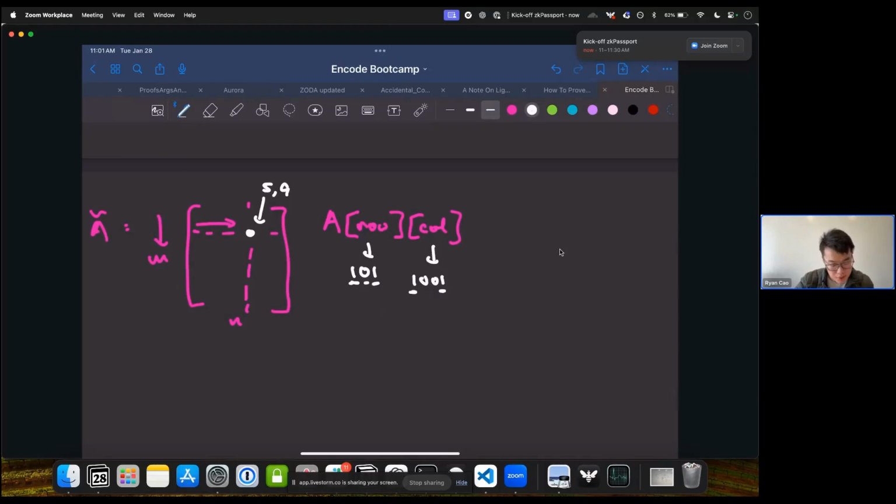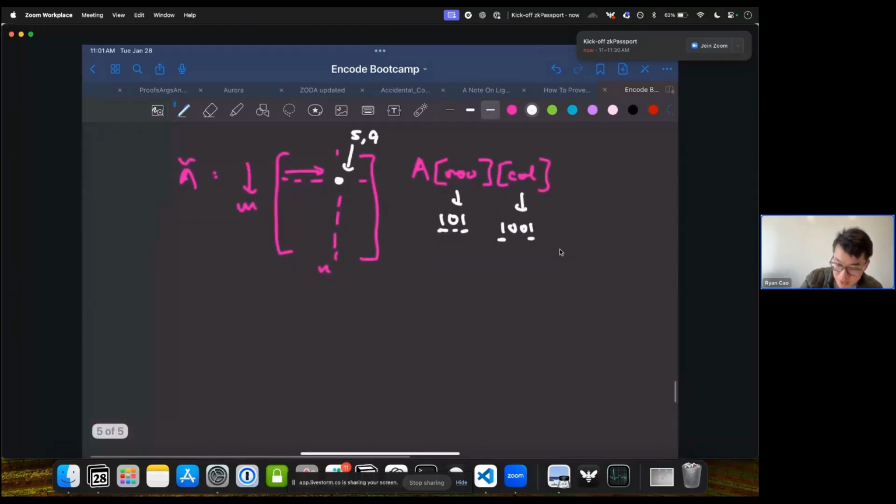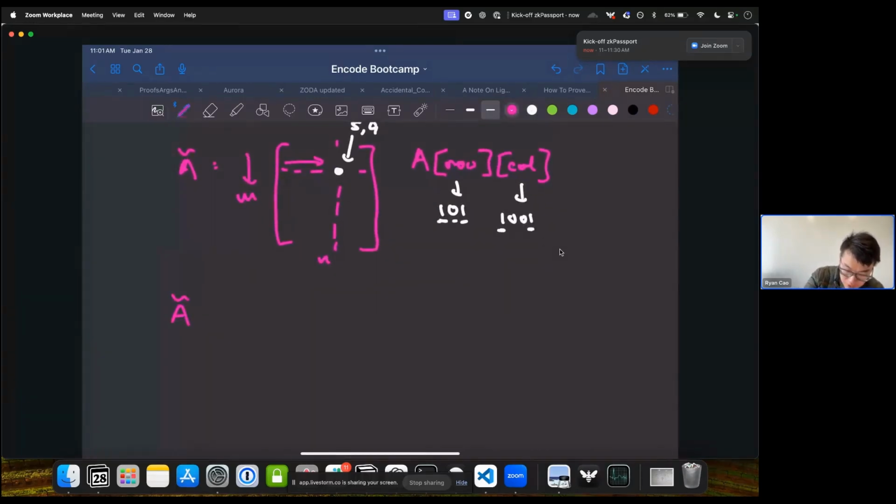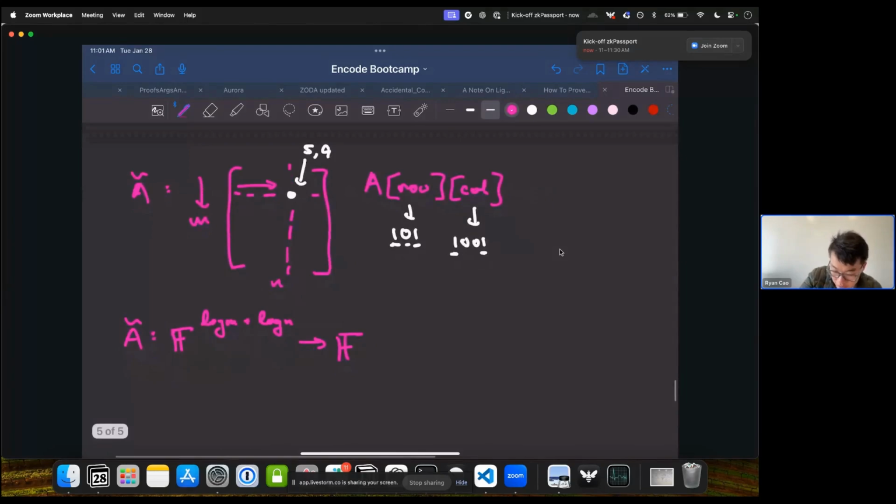So we're going to use the same formula as previously. In this case, A tilde is going to be a function from F to the log M plus log N to F. In other words, we started with basically these two binary strings, and the question is, what is the length of this? The length of this is just going to be log M, because there are M total possible indices, and the bit string that can represent M things is log M.